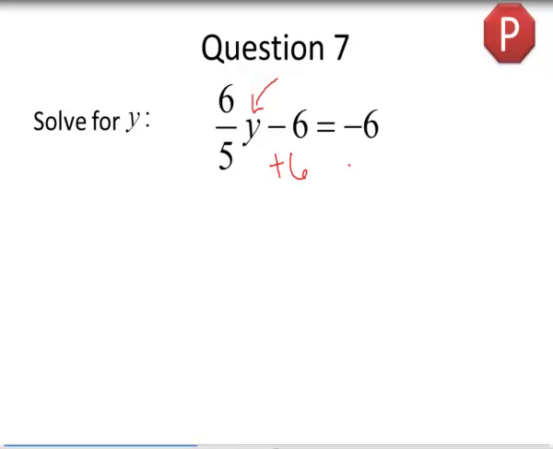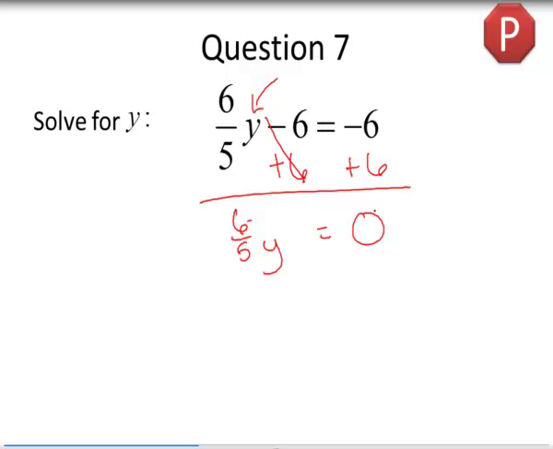We're going to add 6 to both sides. And what do we get? We get 6/5 y equals 0. Okay, is that 0 throwing you guys off? 0 is a valid number. 0 can even be a solution to an equation. Don't be thrown off because it comes out to be 0. 0 is a number. It's on the number line even, isn't it?